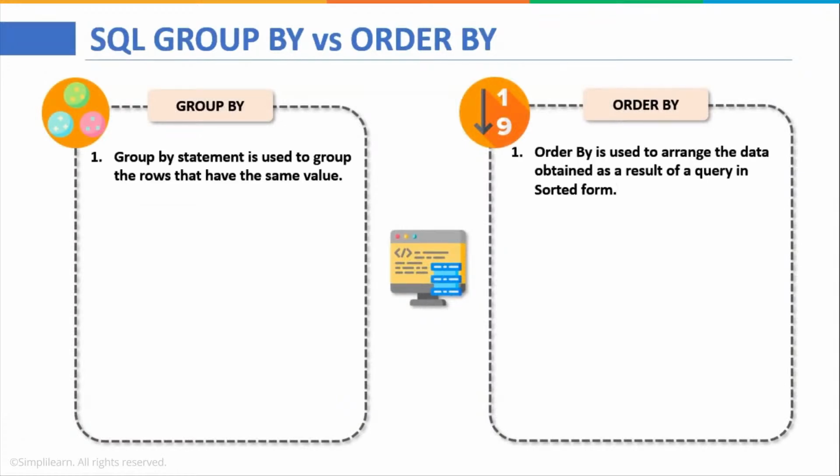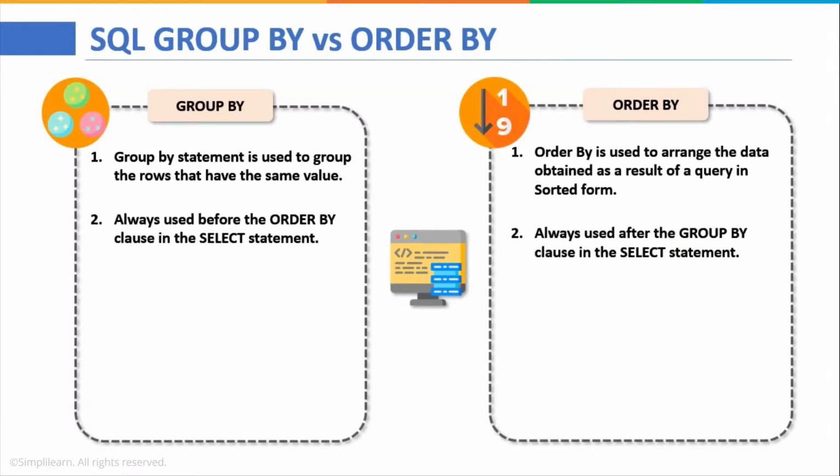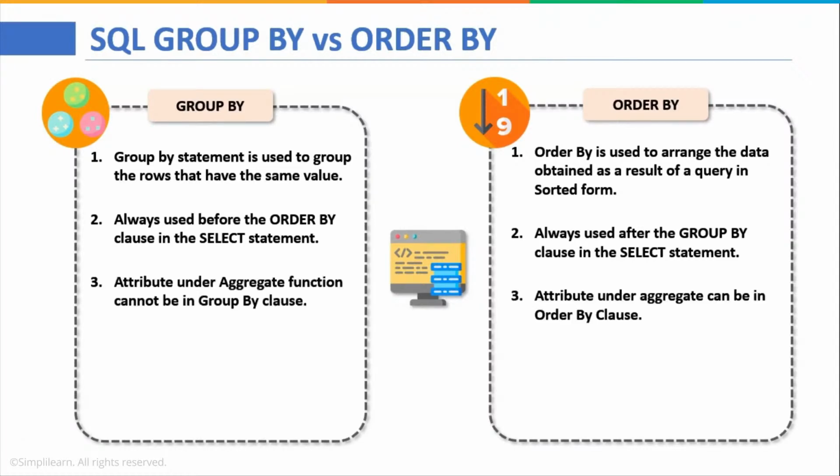The GROUP BY statement is used to group the rows that have the same value, whereas ORDER BY is used to arrange the data obtained in the resultant table of a query in sorted form. GROUP BY is always used before the ORDER BY clause in the SELECT statement, whereas the ORDER BY statement is used after the GROUP BY clause in the SELECT statement.